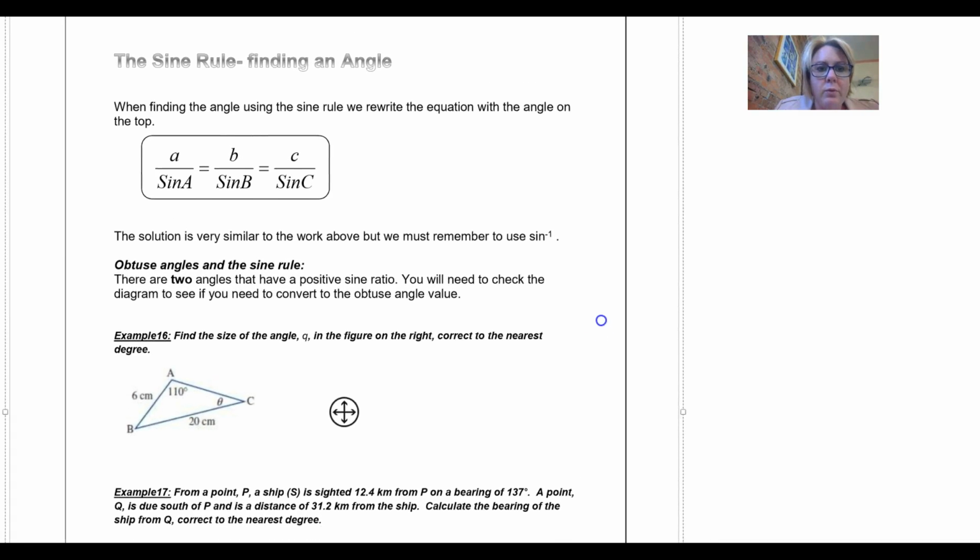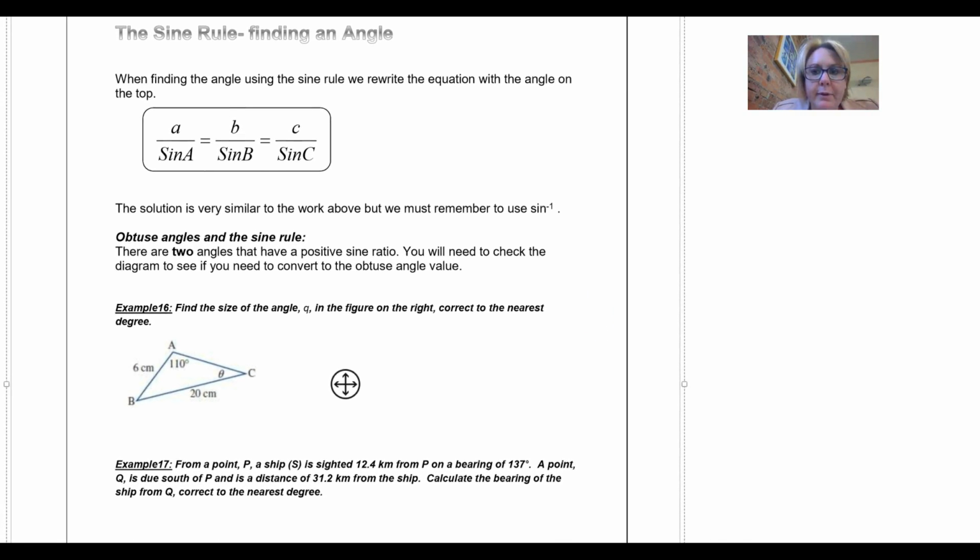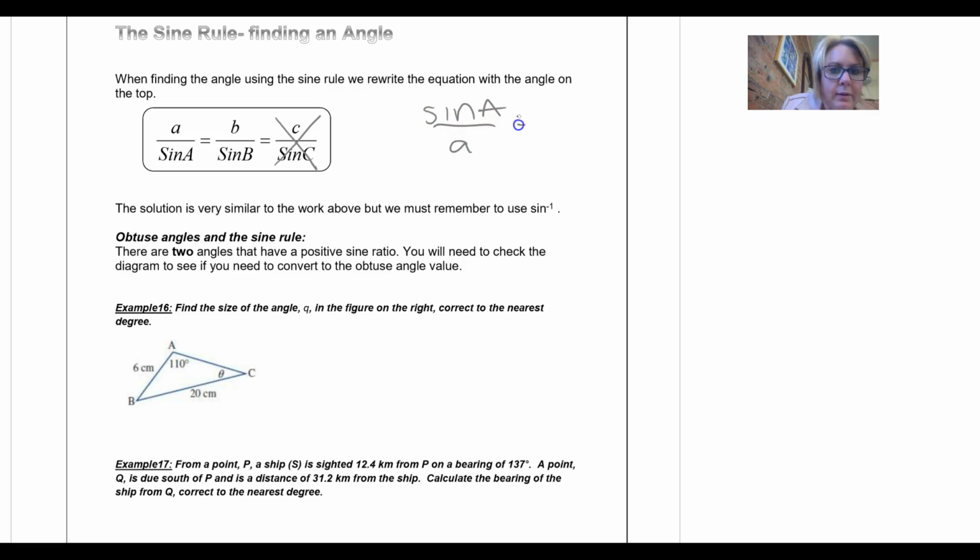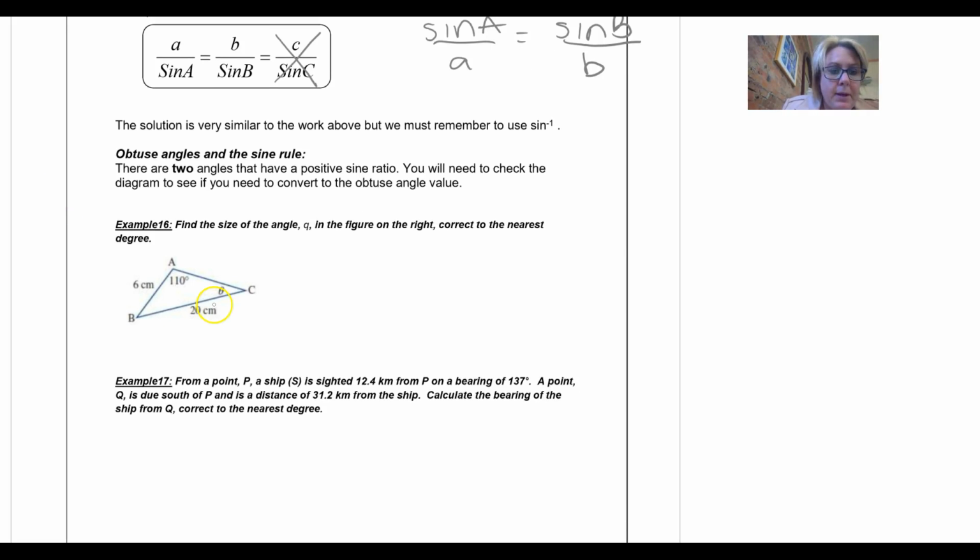Okay, finding an angle using the sine rule is exactly the same as finding a side, but instead of using the traditional formula, we flip it. So we say sine A on A equals sine B on B. Because they're ratios, I can do this, and the reason I do this is because it makes it a whole lot easier when it comes to solving the equation. So we'll do it exactly the same like up here.